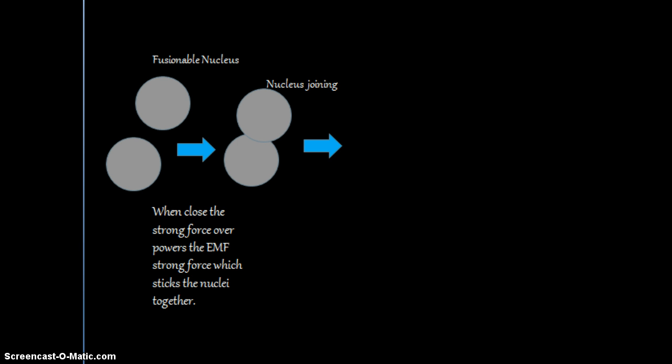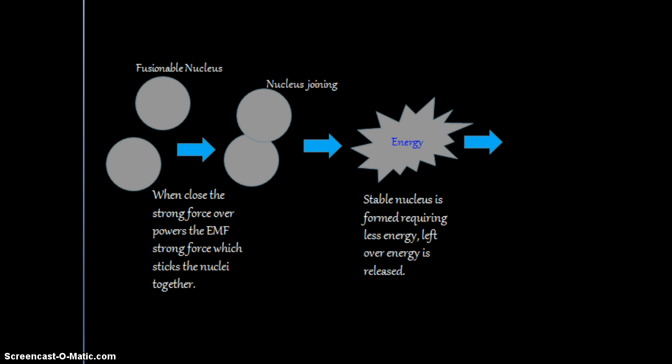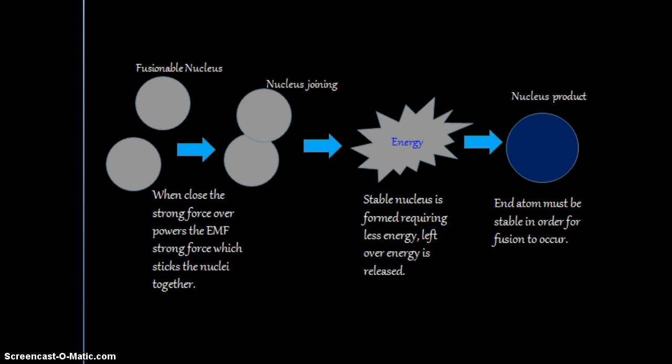The next step is the nucleus joining, which leads to energy. The stable nucleus is formed, requiring less energy. The leftover energy is then released. You then have the nucleus product. The end atom must be stable in order for fusion to occur.